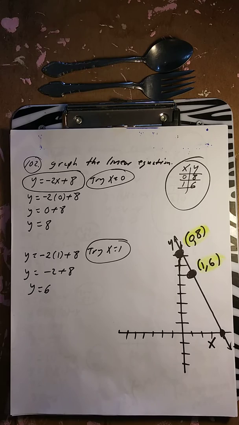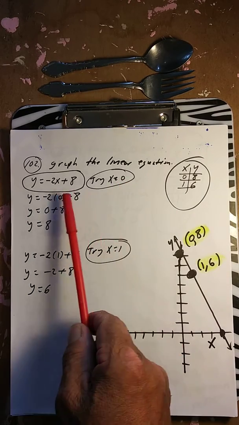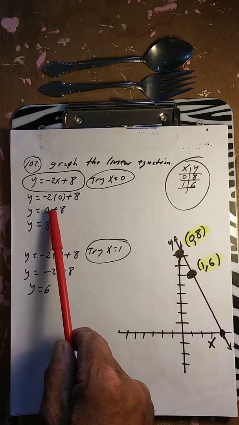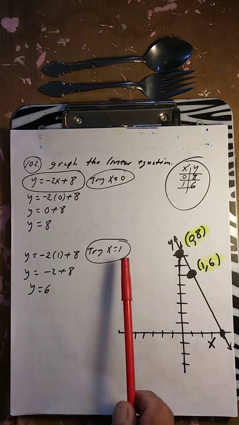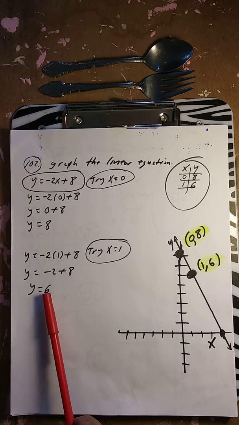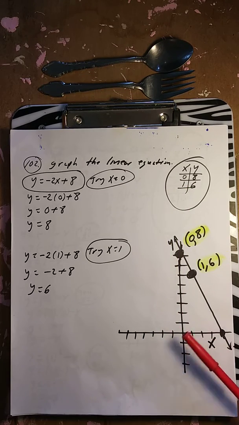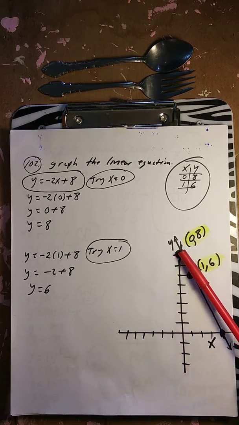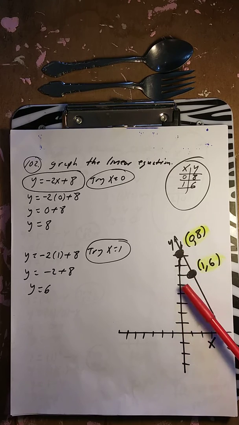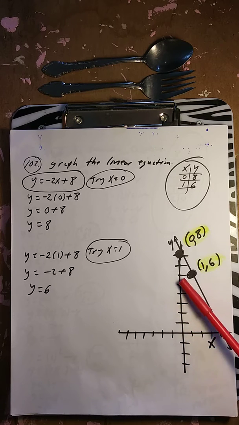Graph the linear equation y equals negative 2x plus 8. Try x equals 0 in there first. 0 times that is 0, plus 8 is 8. Try 1 in there. Negative 2 times 1 is negative 2, plus 8 is 6. So now we have (0, 8) and (1, 6). If you put them on the graph, you're going to have 0 and up 8, right there, and 1 and up 6. So 0 and up 1, 2, 3, 4, 5, 6, 7, 8, and 1 and up 6 places. And then draw the line.